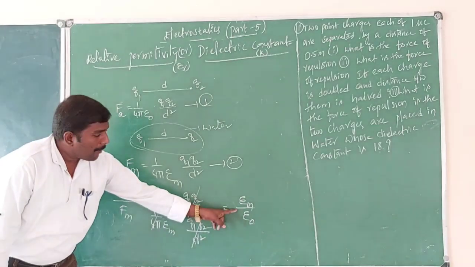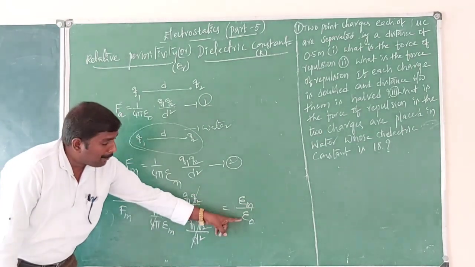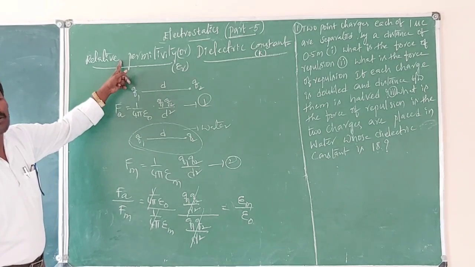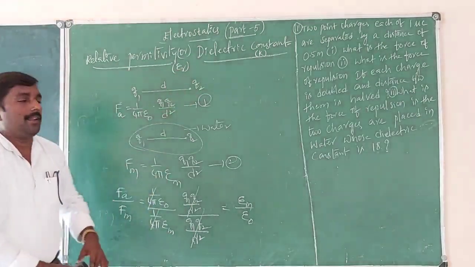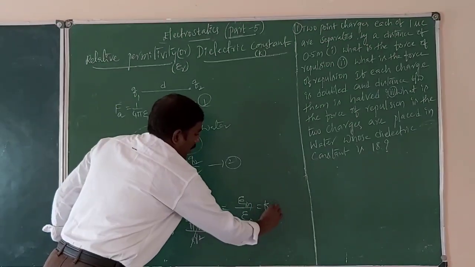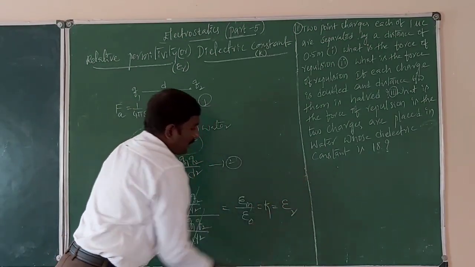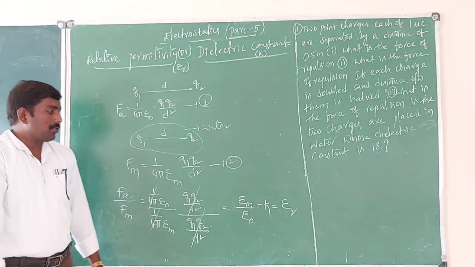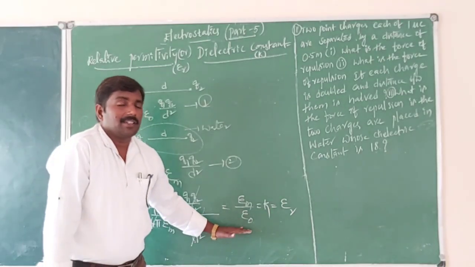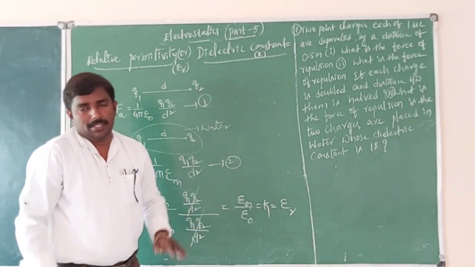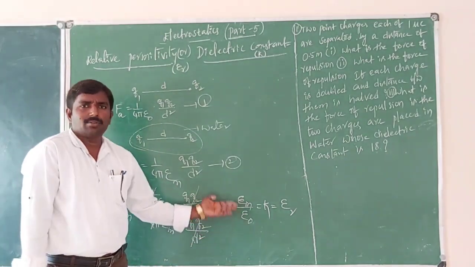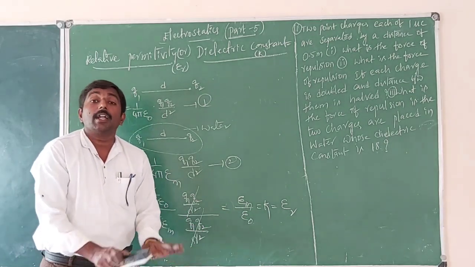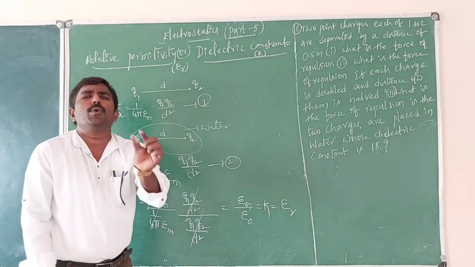So the ratio of permittivity of the medium to the permittivity of vacuum is called relative permittivity or dielectric constant. It is K or epsilon R. Epsilon R means relative permittivity or dielectric constant. Okay, students, dielectric constant has no unit because it cancelled. Dielectric constant has no unit and no dimension formula. It is a pure number.